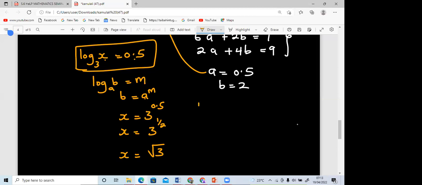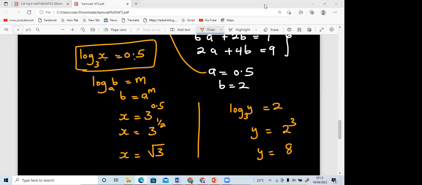So you do the same when it comes to y, that I have log base 2 of 3y is equal to 2, meaning our y will equal 2 to power 3, which is 8. Okay, any questions? Any question?